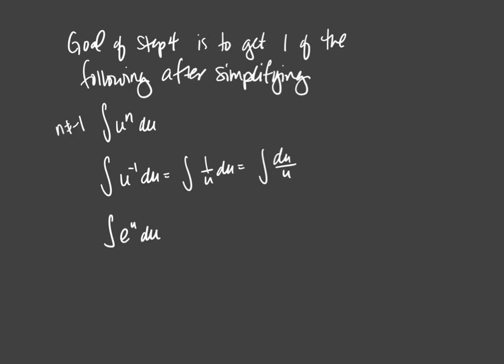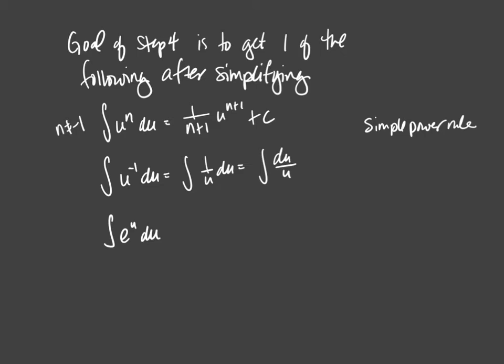Our goal in step 4 is to get one of the following after simplifying. Our goal is to get basically a power rule, right? This is the simple power rule. U raised to a power, right? Simple power rule. And when we apply the simple power rule, which is add 1 to the exponent and divide, then we get that result.